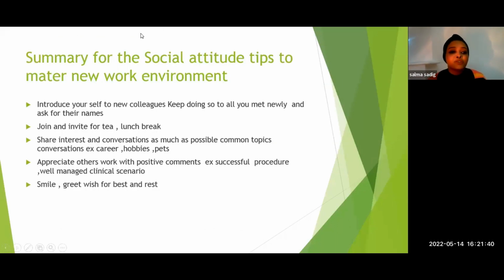Summary for the social attitude in order to master a new work environment: introduce yourself to new colleagues, and keep doing so every time you meet new people. Try to address your colleagues, the nurse staffing, everyone with their name. If you forgot, if you're clumsy with names like me, keep asking. Join, invite for tea, a lunch break. Don't sit alone. Share interests and conversation as much as possible.